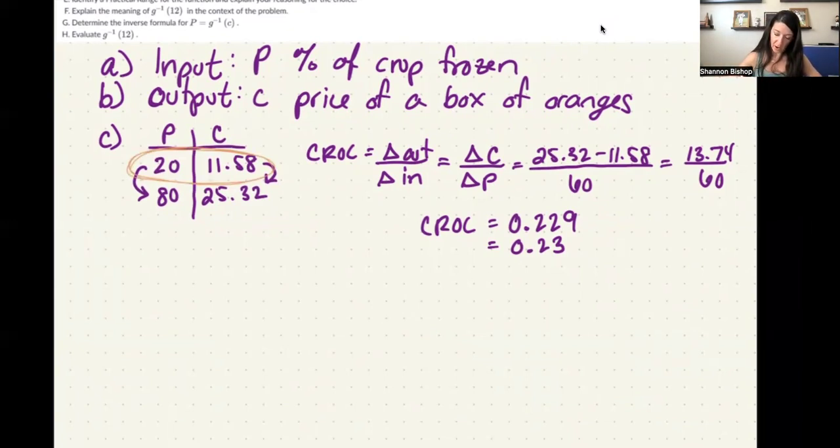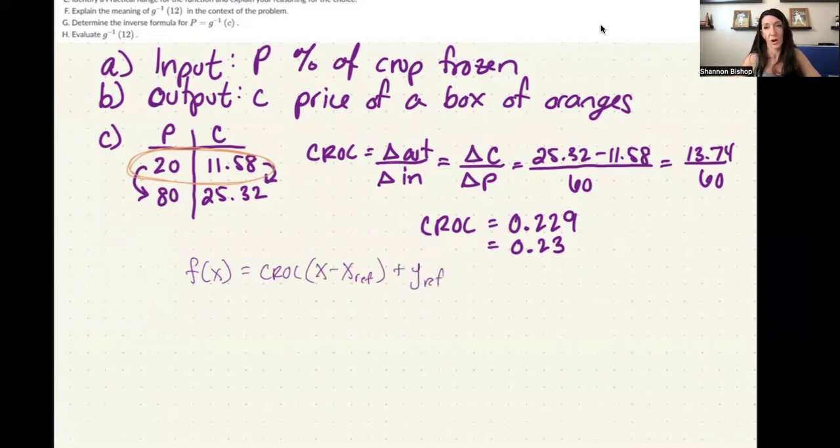And so if I hop into it, essentially the skeleton is f of x equals constant rate of change times x minus x ref plus your Y reference value. In this particular context, though, we're not going to use f of x. We're going to use the variables that are given. So C of P, C is a function of P. That would be the expanded notation, if you will. Oh, actually, you know what? It was chosen for me. It's G. So the function name was already chosen, so we will go ahead and be consistent.